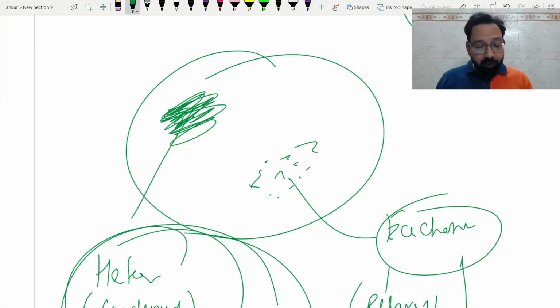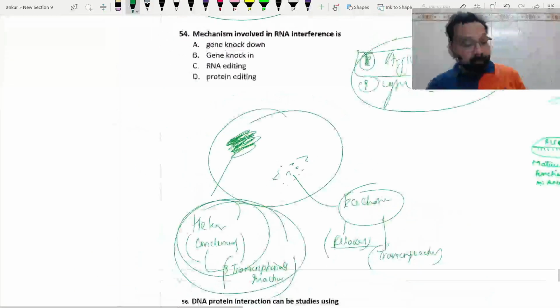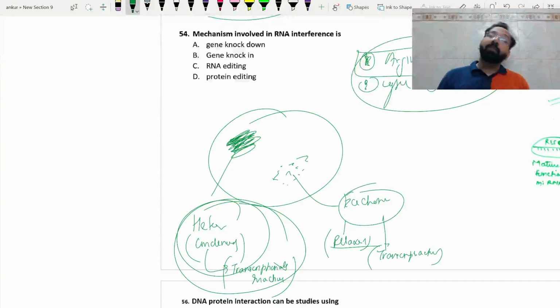DNA can't do function. If DNA wants to do function, it will synthesize messenger RNA and protein, and protein does the function. It is a normal scenario. Exceptions are always there, but you will remember the concept.